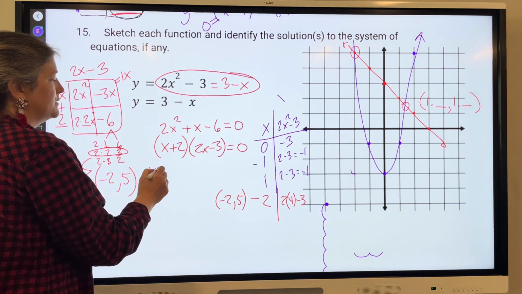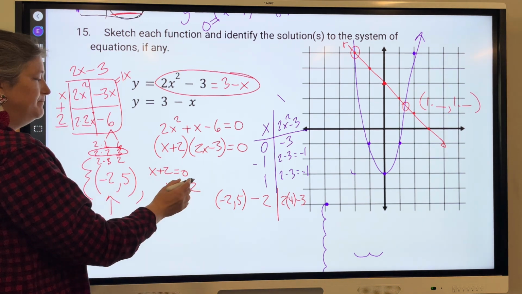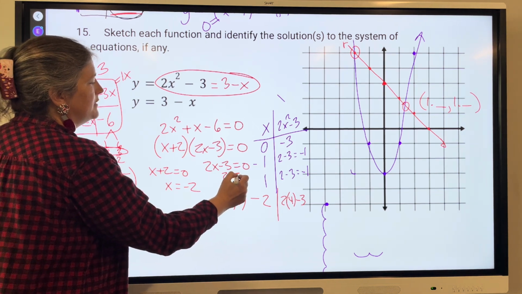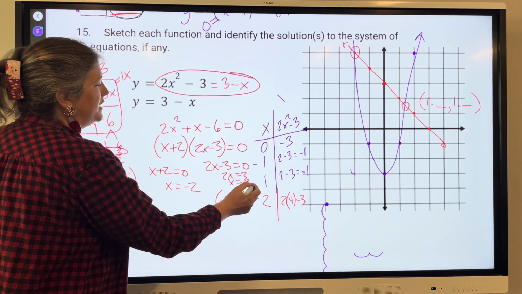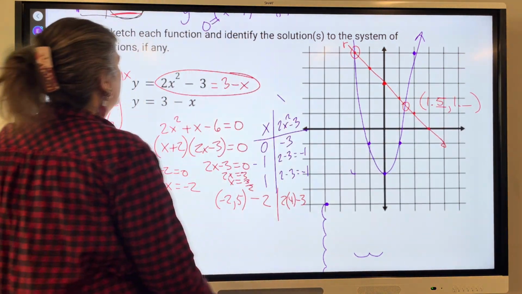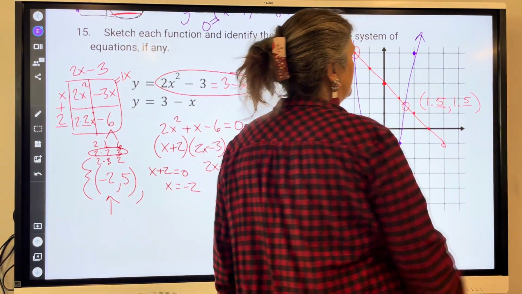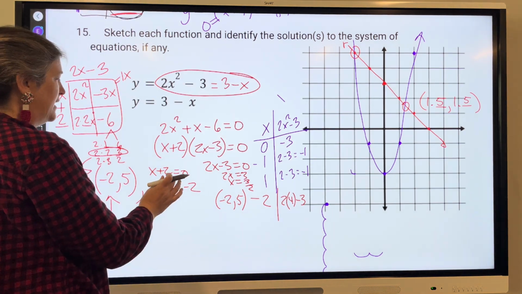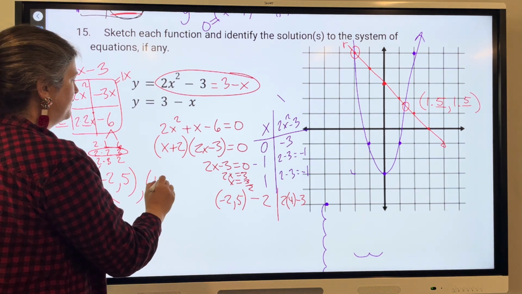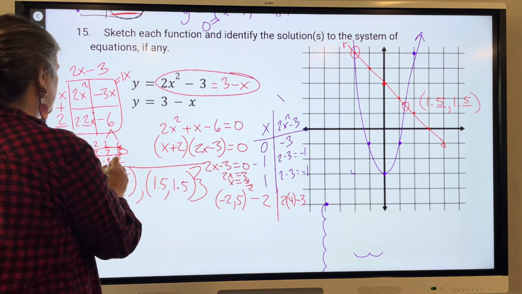I need to know where x plus 2 is 0. And that's at negative 2. I already found that solution. But I also need to find where 2x minus 3 equals 0, or 2x equals 3, or x equals 3 halves, 1.5. My solution is 1.5. Now when I plug that in, 3 minus 1.5 is 1.5, so there is some amount of symmetry to that. And my final solution set is 1.5, 1.5, or 3 halves, 3 halves. This is my solution set.